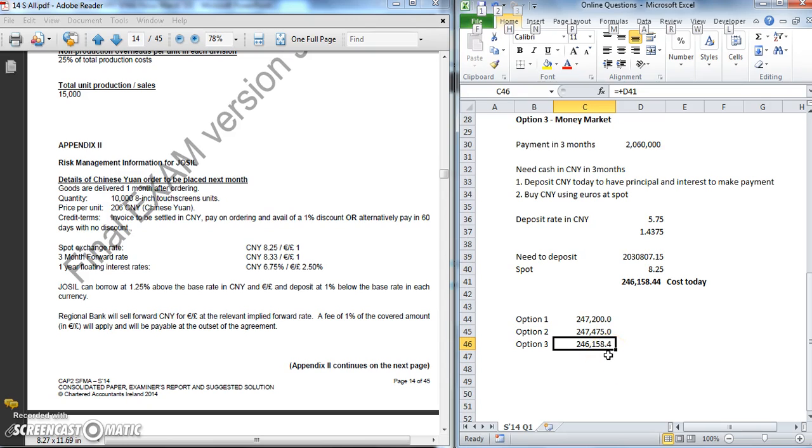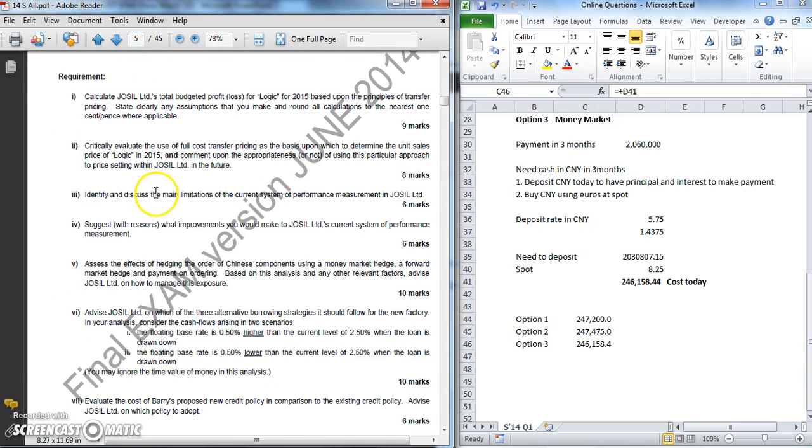The final thing the examiner will be looking for is that you make some insight. It did mention that you have to look at other factors. So if we go back to the requirements, it says based on this analysis and any other relevant factors. Relevant factors here may be, if you pay on ordering, you're paying for the goods before you get them. So there is a risk that you may never get the goods and the supplier's gone with the money. Likewise, the money market and the forward are not exchange traded, so you will have counterparty risk with the other party involved.